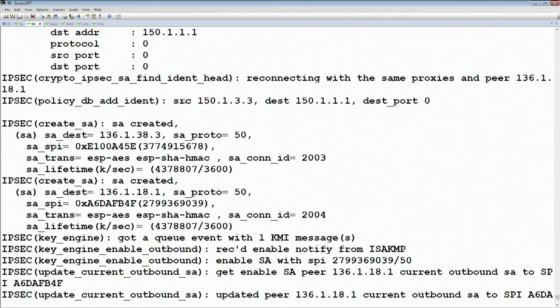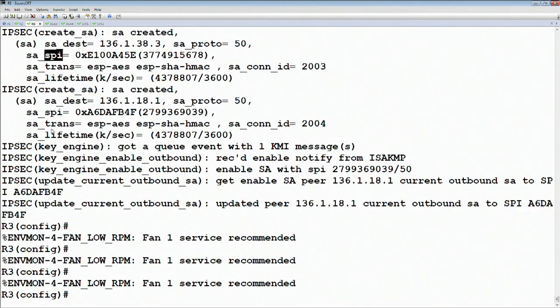Okay, so now it should say that we're actually going to create the security association. It also tells us what is the protocol. Protocol 50 here means that it is ESP. If this was authentication header, AH, that would say protocol 51. We generate the SPI, which again is like our sequence number, and there's going to be one for inbound and outbound. So this is the destination router 3, this is our inbound SA. Destination router 1, this is our outbound SA. So there's 2 unidirectional SAs that have now been created.